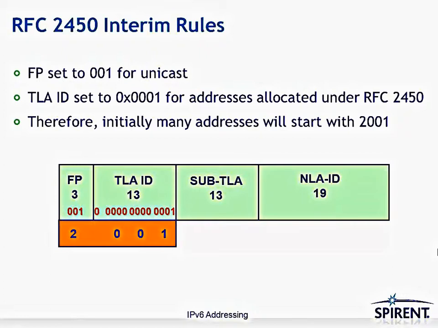TLA meaning top level aggregator, NLA meaning next level aggregator, and RFC 2450 actually set the format prefix in the TLA ID to 2001 hex. So the idea then was providers would use a sub-TLA and then organizations would use the NLA to number their address spaces into subnets. So this was interim rules.